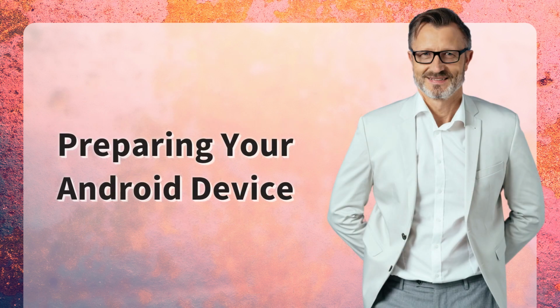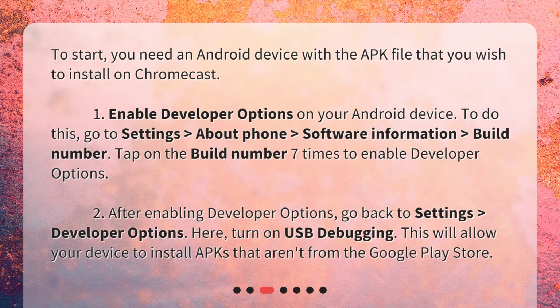Preparing your Android device. To start, you need an Android device with the APK file that you wish to install on Chromecast. 1. Enable developer options on your Android device. To do this, go to Settings, About Phone, Software Information, Build Number. Tap on the build number 7 times to enable developer options.